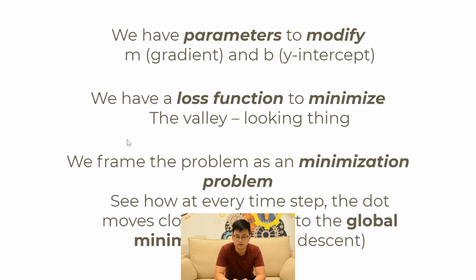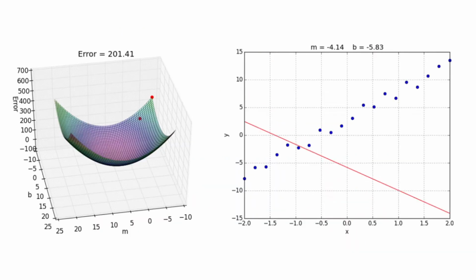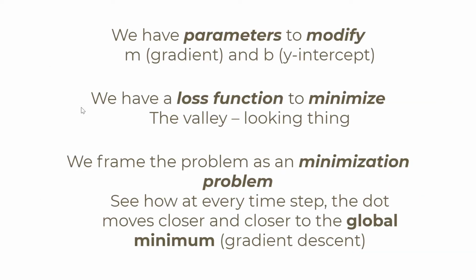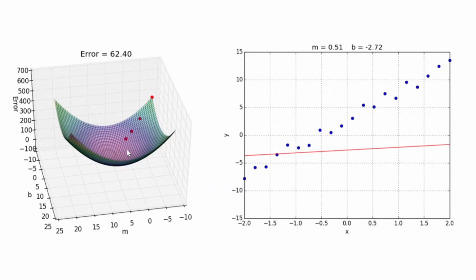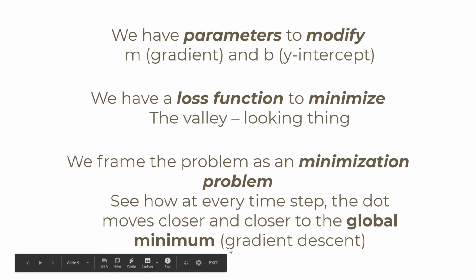So in the case of a linear regression problem, you have parameters to modify, right? You have M and B, and you have a loss function to minimize, which is the valley-looking thing here, the error function or the loss function, and you frame the problem as a minimization problem. So in a simpler case, machine learning can be thought of as a minimization problem. At every time step, the dot moves closer and closer to the global minimum. And this algorithm, as I just mentioned, is called gradient descent.